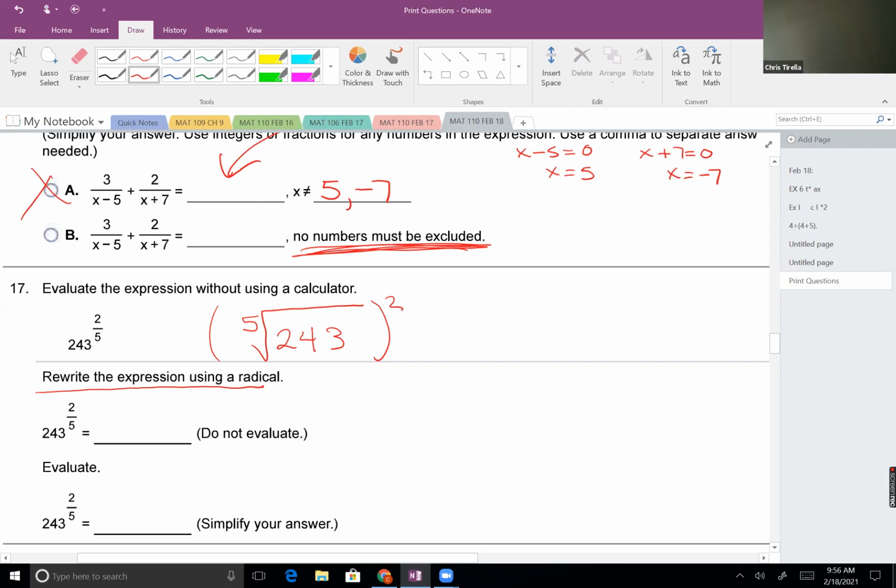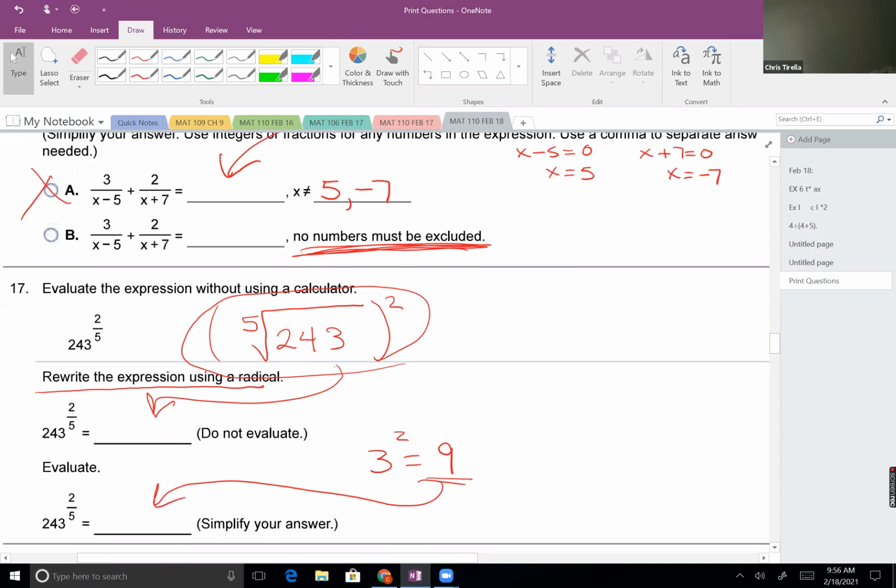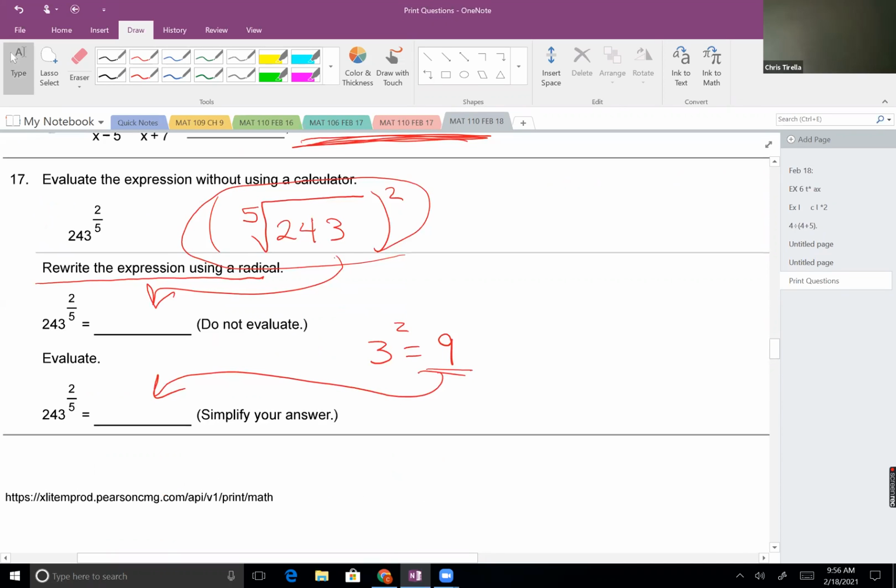Back in ancient times, recognizing the fifth root of 243 is 3. Squared is 9. In terms of doing it without a calculator, what you need to be able to do is write it as a radical first. And then in terms of getting the simplified answer, I won't have a hissy fit if you use a calculator to find it.